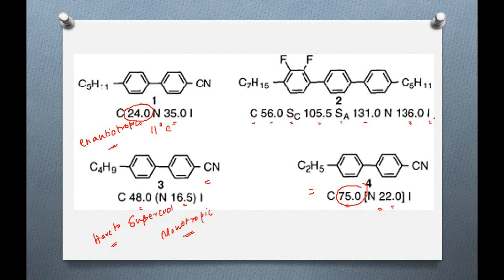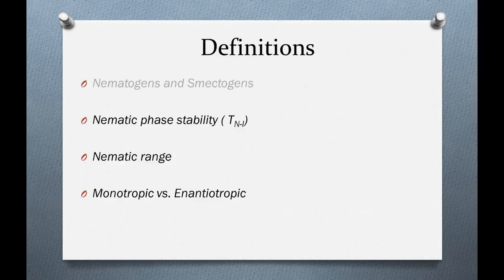So let me stop at this point. If you have any doubts in the discussion that we have had, all the definitions that we discussed, nematogens, smectogens, nematic phase stability, nematic range, and monotropic versus enantiotropic behavior of these materials, just go through it. If you have any doubts, we can discuss that in the next class.